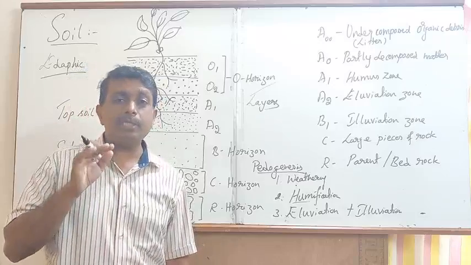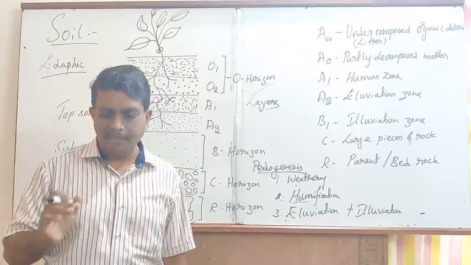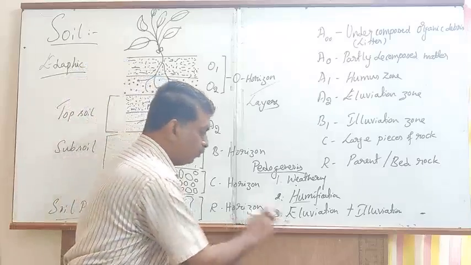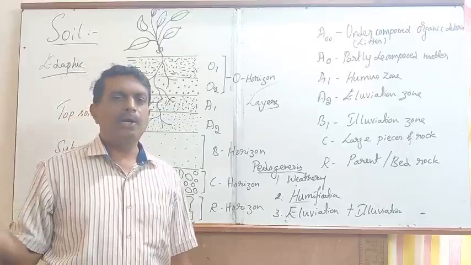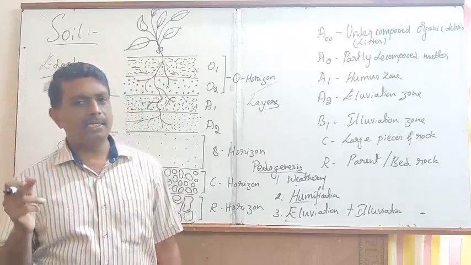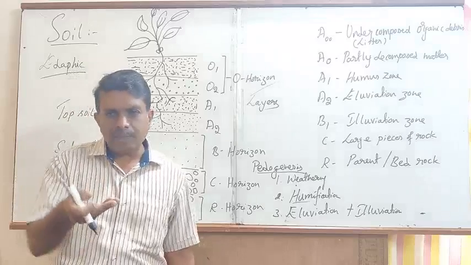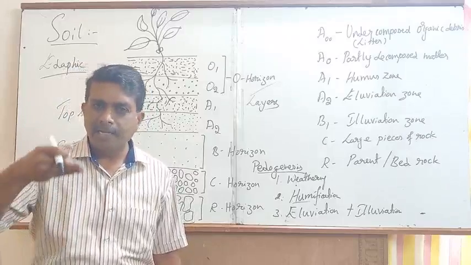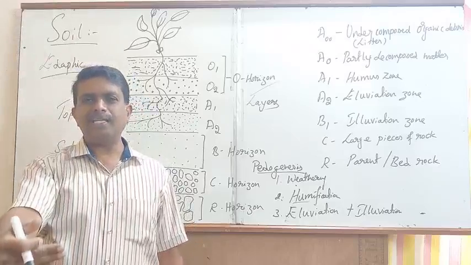Illuviation is the process of deposition of washed down materials or minerals to the lower strata. The process of transport is called eluviation. Eluviation and illuviation are the two important processes that play a very important role in the transport and deposition of mineral nutrients from one geographical area to another for the formation of different layers of the soil.